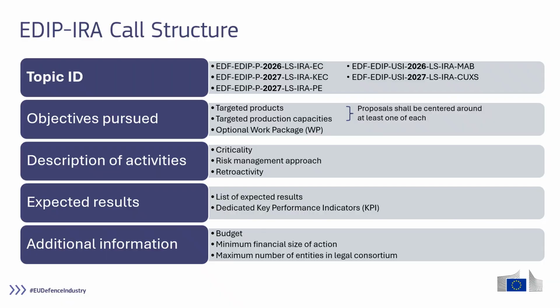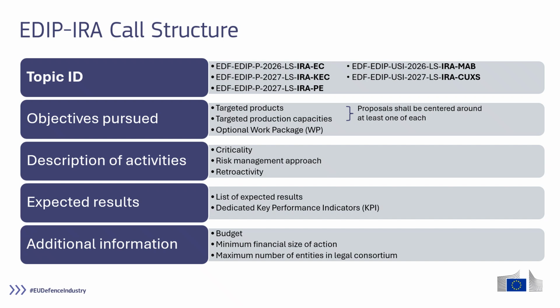The year refers to the year of the call closure, meaning the submission deadline. So, proposals for calls with 2026 in the ID have to be submitted at a specified date in 2026. The acronym LS refers to the type of funding, which in the case of all IRA calls is a lump sum.